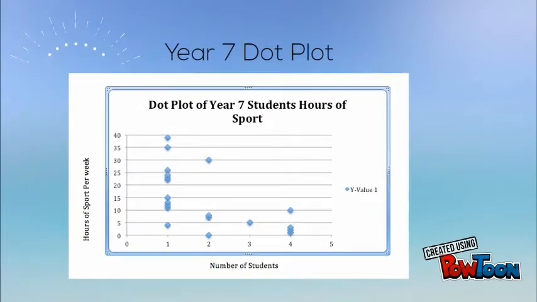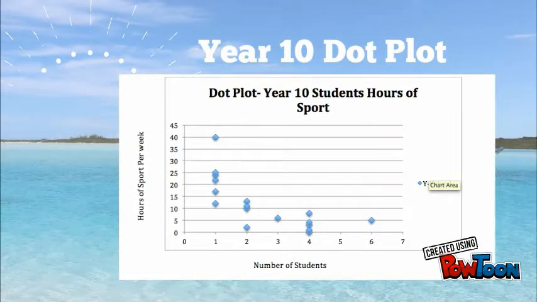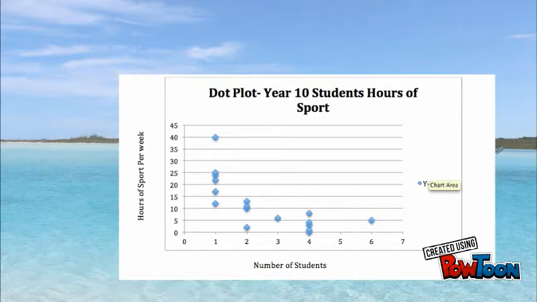For the dot plot, I used each student's individual hours of sport per week instead of groups. The dot plot shows that hours range from 0 to 39 for Year 7 students, and the highest frequency of students participating in the same hours of sport per week was 4. The Year 10 dot plot shows a range of 0 to 40, and the highest frequency of students participating in the same hours of sport per week was 6.